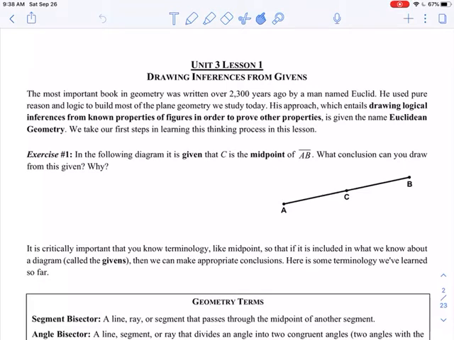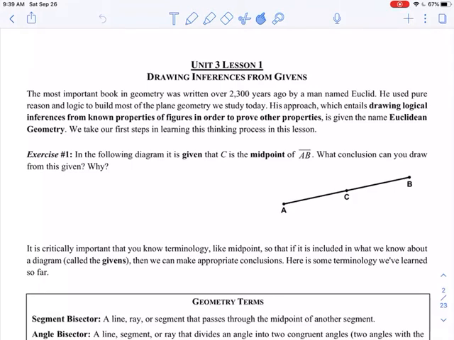The most important book in geometry was written over 2,300 years ago by a man named Euclid. He used pure reason and logic to build most of the plane geometry we study today. His approach, which entails drawing logical inferences from known properties of figures in order to prove other properties, is given the name Euclidean geometry. So basically, you're going to be given a picture or words that is going to be your given, and from that given, you're going to be able to draw other conclusions from it.